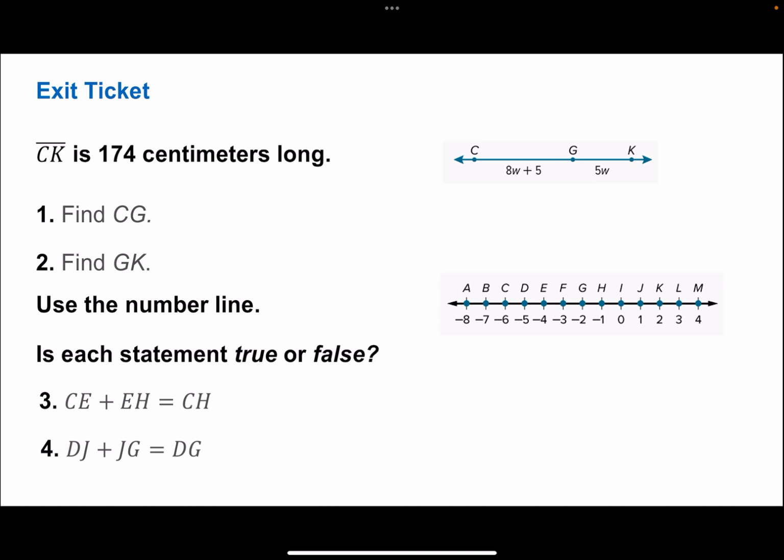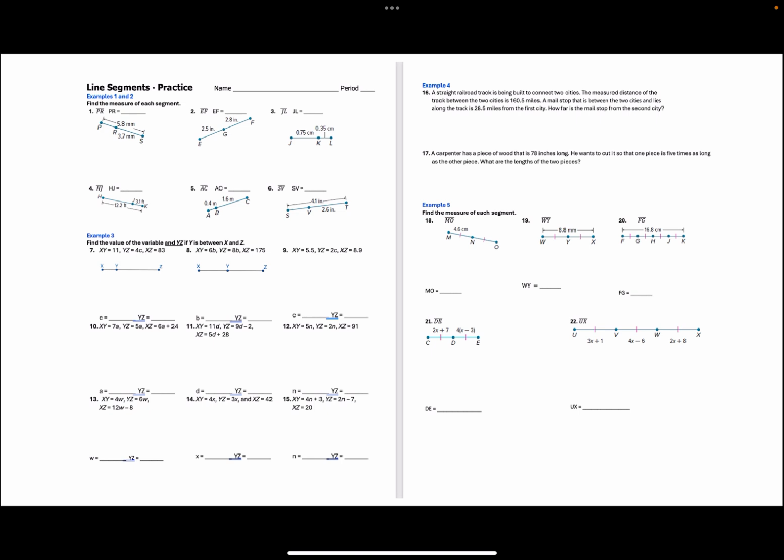All right, so there's an exit ticket for you to work out. And then your assignment.